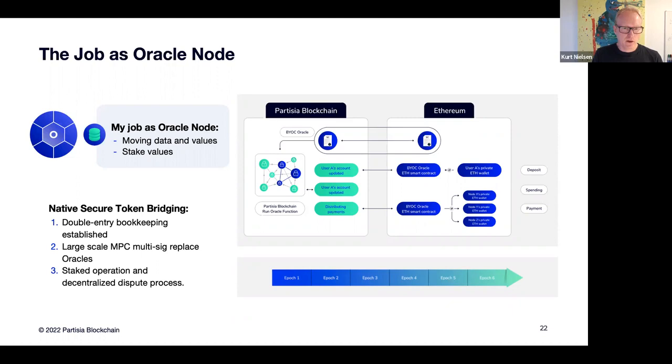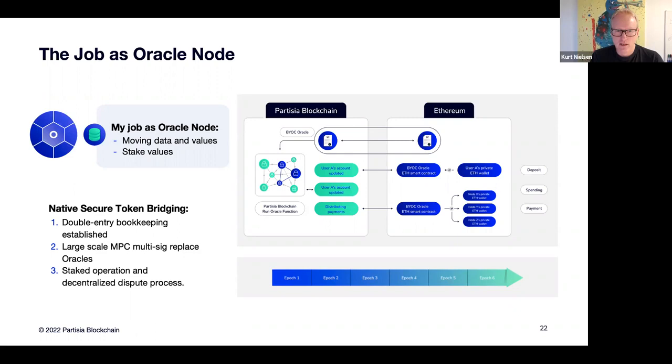So the first thing is to establish a double bookkeeping. So it's all about moving information or values from one blockchain to another. And so a double bookkeeping is to establish that you have full transparency about what is happening on both of these blockchains. So everyone can assess if there are any imbalances between what is being sent from Ethereum in this case and what's being received by the Partisia blockchain.